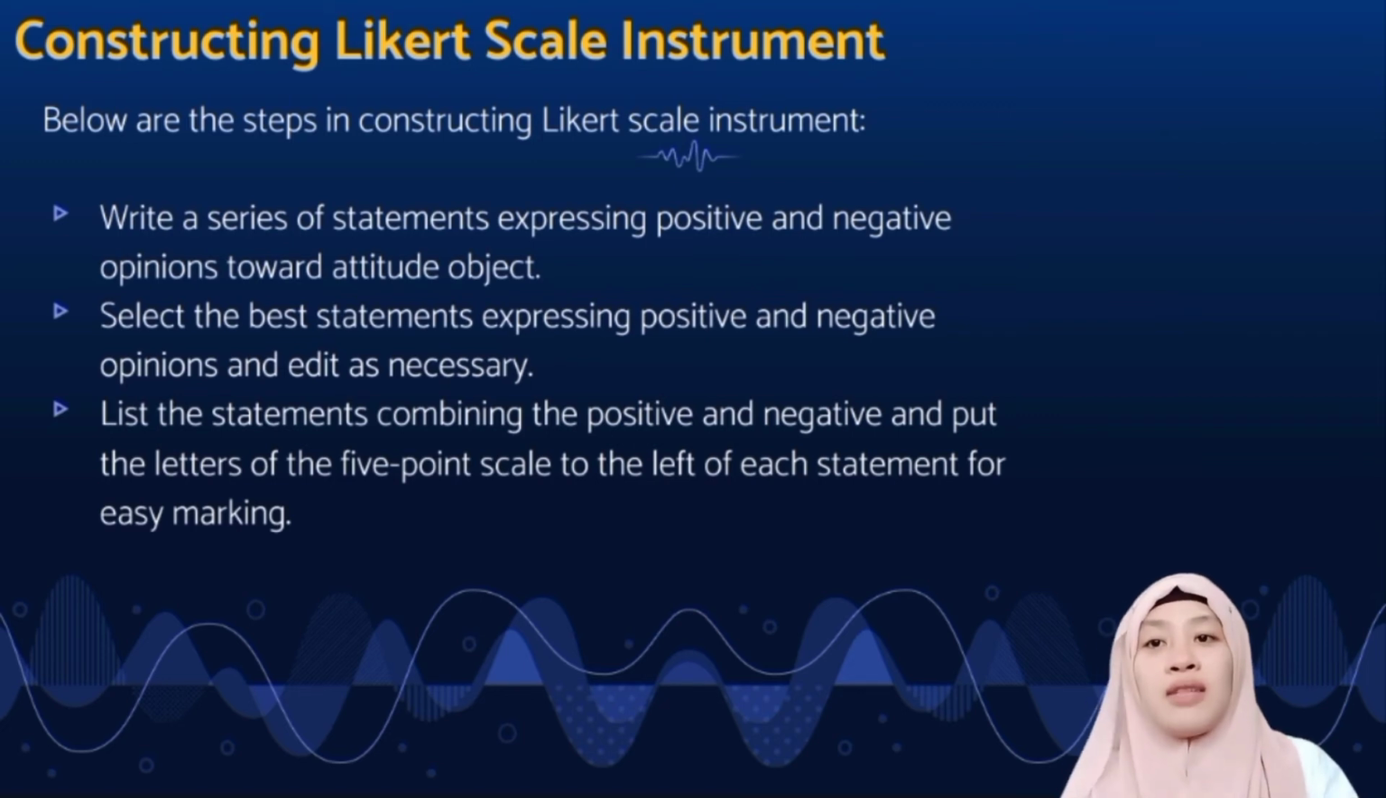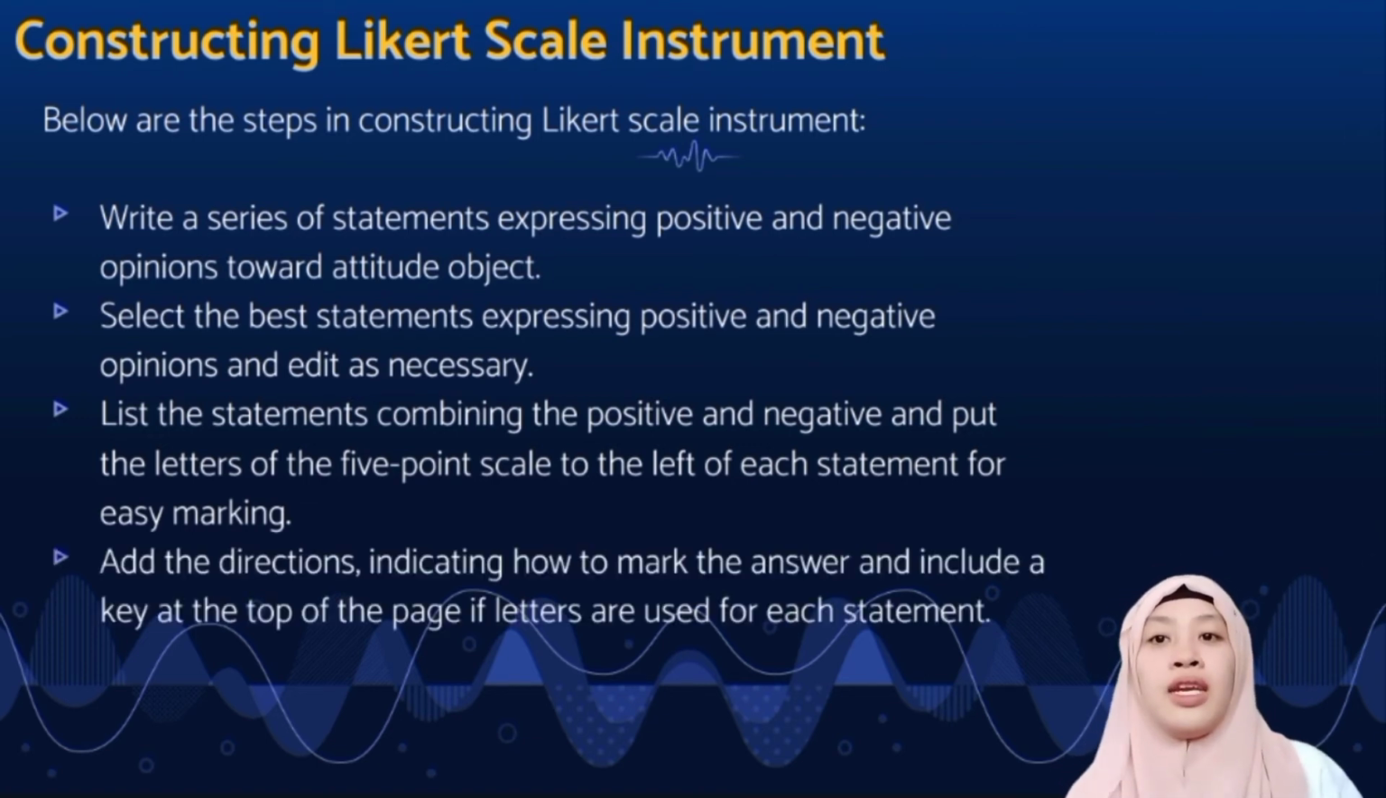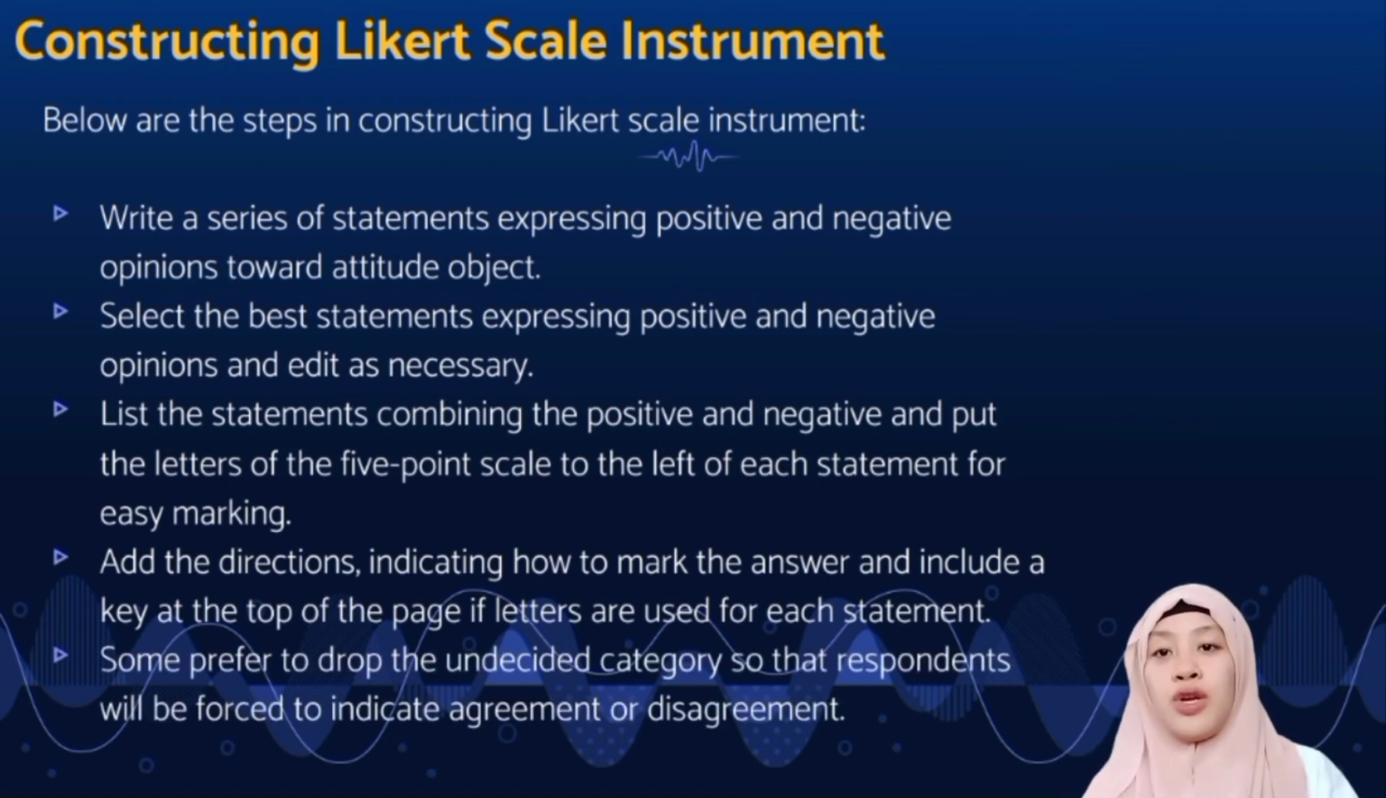Next is list the statements combining the positive and negative and put the letters of the 5-point scale to the left of each statement for easy marking. The next one is add the directions, indicating how to mark the answers and include a key at the top of the page if letters are used for each statement. The last one is some prefer to drop the undecided category so that respondents will be forced to indicate agreement or disagreement.